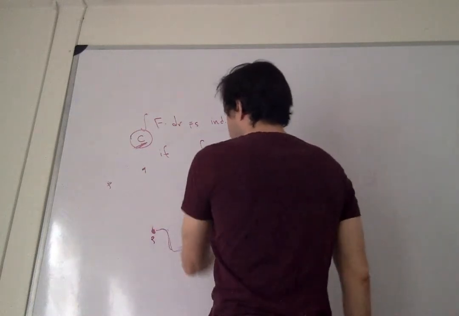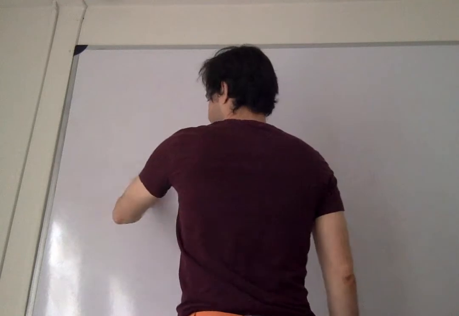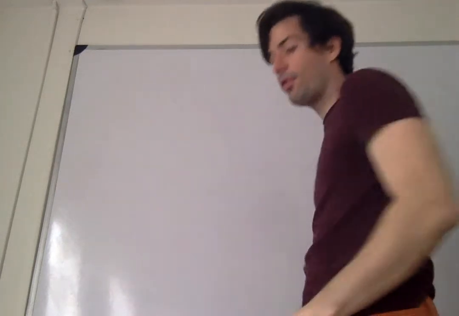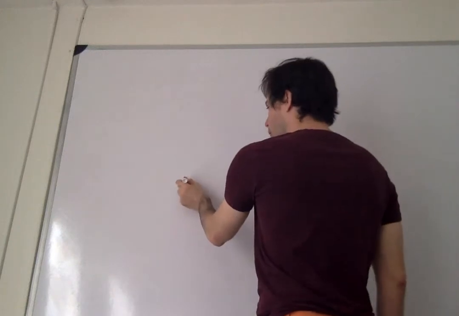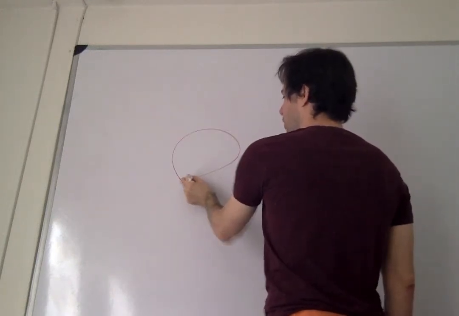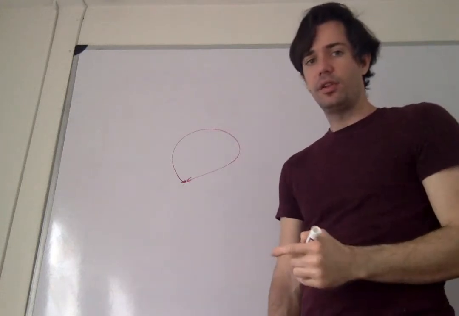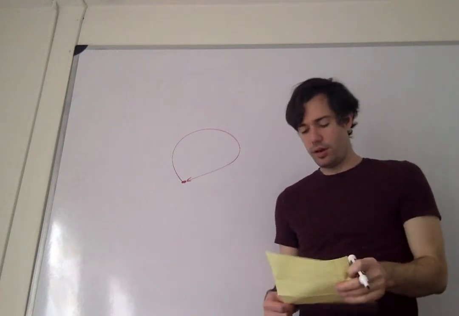Okay, so previously I referred to a loop. So officially, what I called a loop is actually called a closed path. So a closed path is one where the starting point and the end point are the same thing.